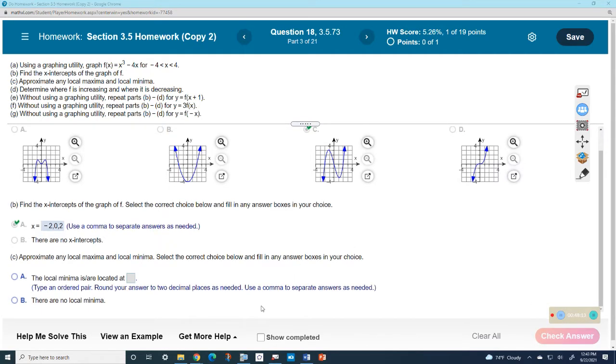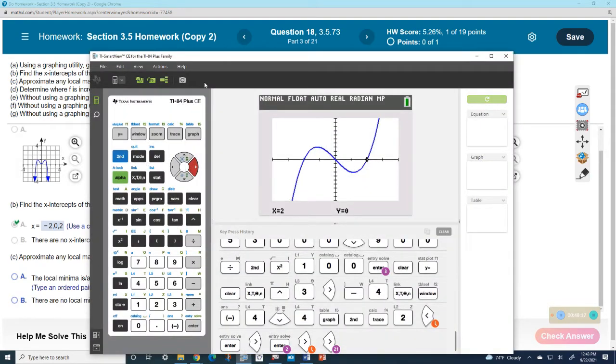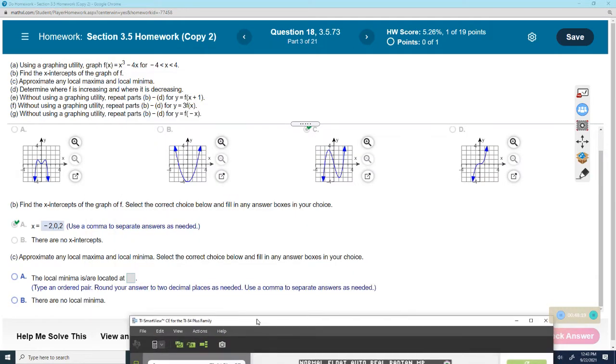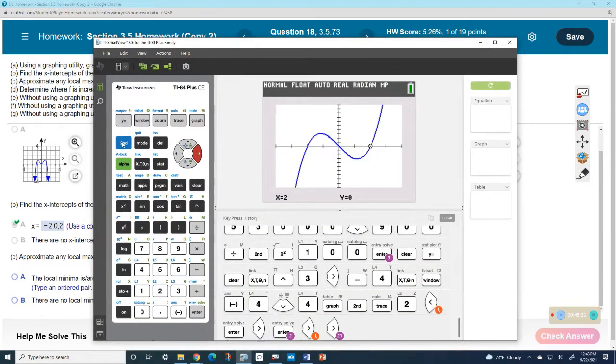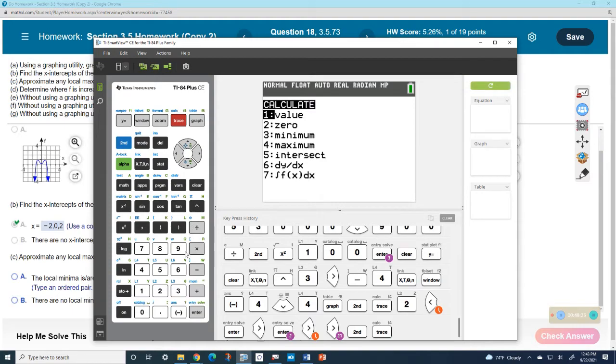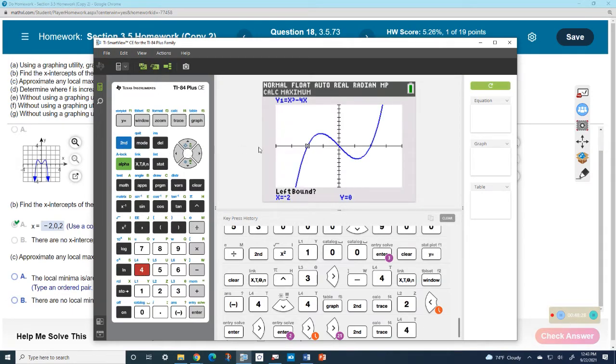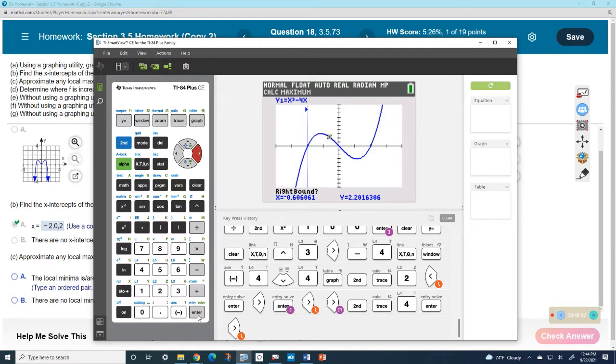Okay, next it says find any local maxima and local minima. It says type an ordered pair, round to 2 decimal places. So to do that on my calculator, I hit second calc. I'm going to go ahead and find the maximum first, which is over here. So left bound, that's fine for my left bound. Right bound, just need to go to the right of that hump. Click enter, and then just hit enter again. And my maximum is at negative 1.15, 3.08.